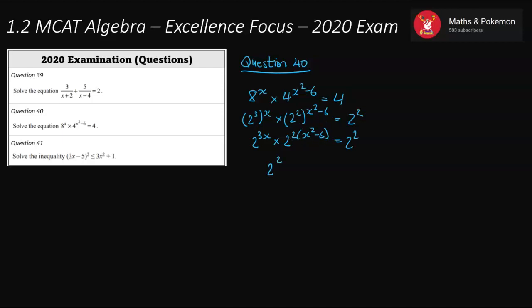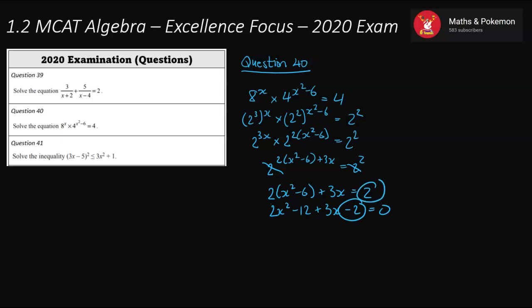to the power of 2 bracket x squared minus 6 plus 3x, because I'm adding the powers together, is equal to 2 to the power of 2. Cancel out the bases, and that leaves us with 2 times x squared minus 6 plus 3x equals 2. I can now start simplifying. I can see where the quadratic part's coming up, so I need to simplify and make it equal to 0. So that's expanding the bracket, 2x squared minus 12 plus 3x minus 2 is equal to 0.